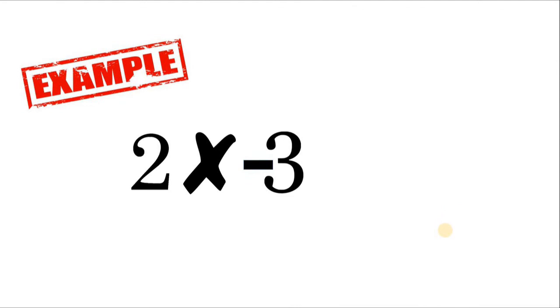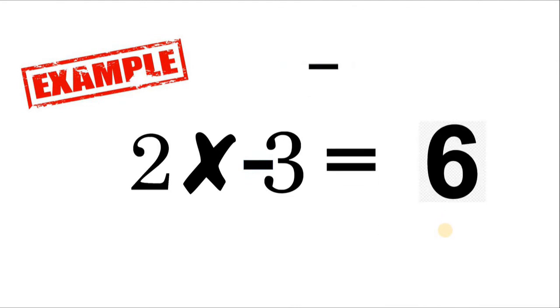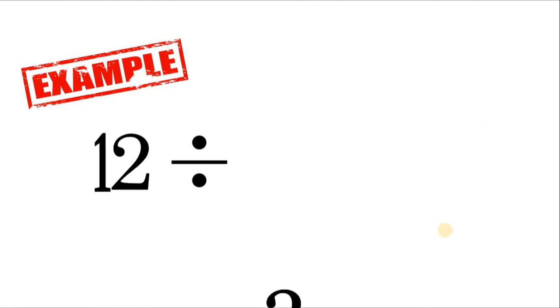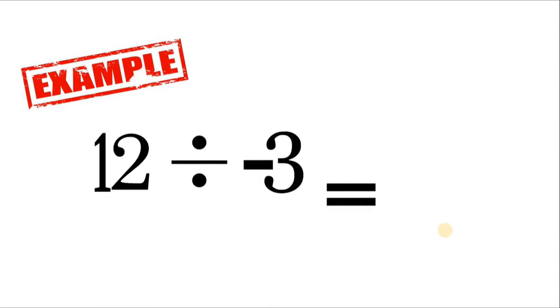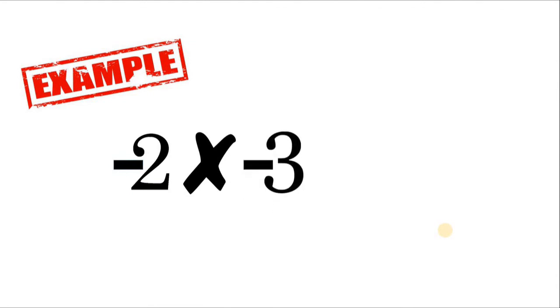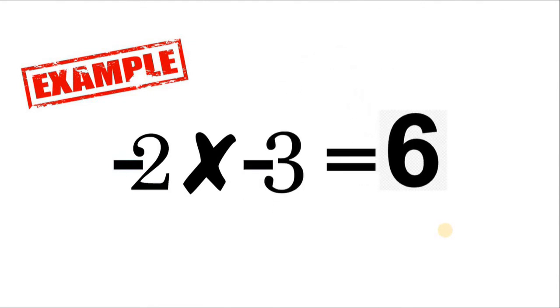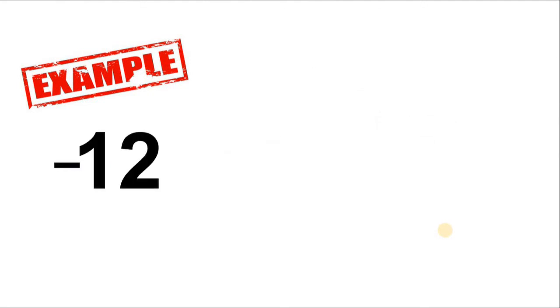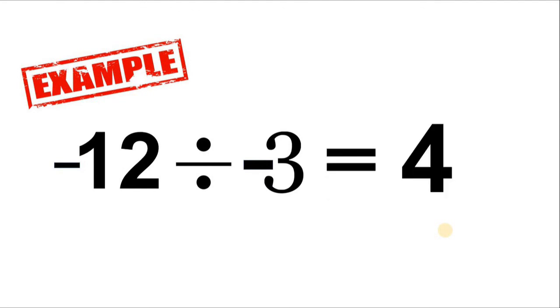So I'll give you an example here. Like for example, 2 times negative 3, so the signs are different, our answer will become negative 6. Okay, so we have 12 divided by negative 3, so the signs are different again, so our answer is negative 4. Another example, we have negative 2 times negative 3. So the signs are the same and the answer is positive. Another example, we have negative 12 divided by negative 3. Again, the signs are the same. The answer is positive 4.